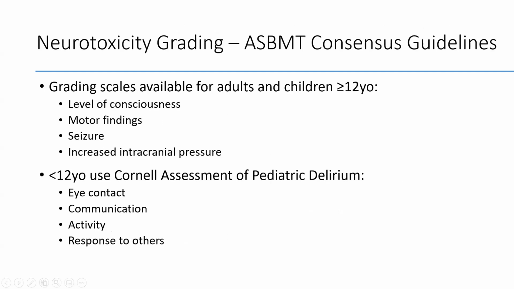Neurotoxicity is graded as per ASTCT guidelines. There are grading scales available for adults and children more than 12 years old. First, we check the level of consciousness, motor findings, whether seizures are present or not, and increased intracranial pressure. For those below 12 years, we use the Cornell Assessment of Pediatric Delirium, that is eye contact, communication and activity response, to check the neurotoxicity grading.